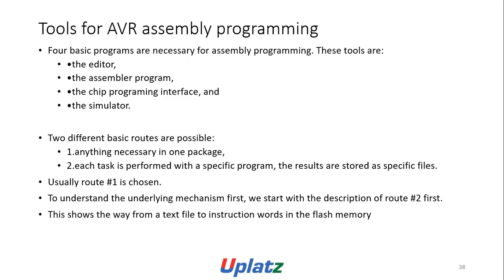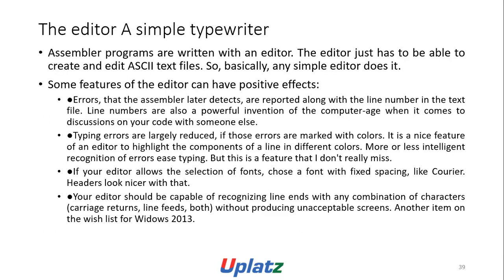To understand the underlying mechanism first, we start with the description of route two. This shows the way from a text file to the instruction word in the flash memory. The editor is a simple typewriter. Assembler programs are written with an editor. The editor just has to be able to create and edit ASCII text files. So basically, any simple editor does it.